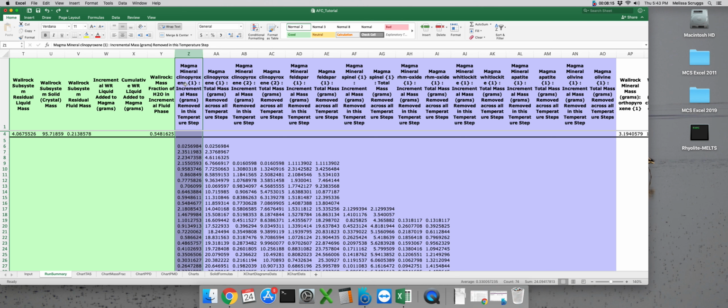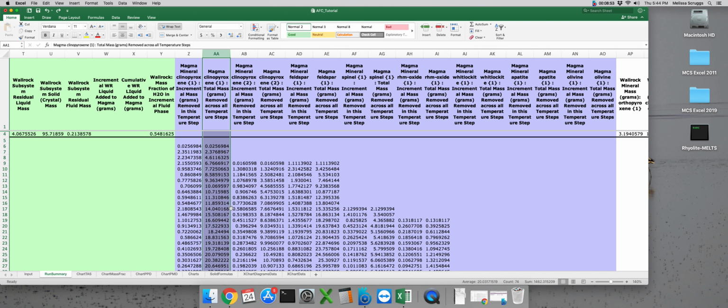Here in column Z, we have the liquidus phase for this run, which is clinopyroxene. These phases are ordered as they appear in the sequence of crystallization. Like the masses of crystals before, each mineral phase will have data recorded in 2 columns. The first records the incremental mass of that mineral phase crystallized at that particular temperature step. The second column calculates the cumulative mass of the mineral phase up until and including that particular temperature step. So it's the cumulative sum of the cumulates.